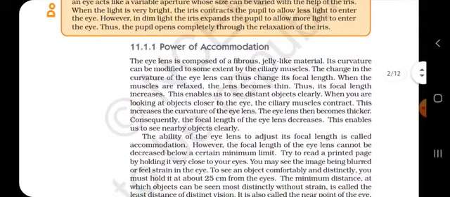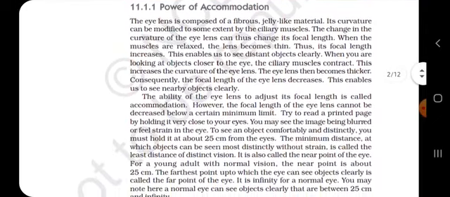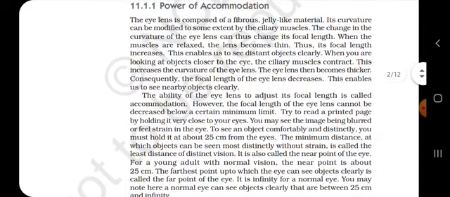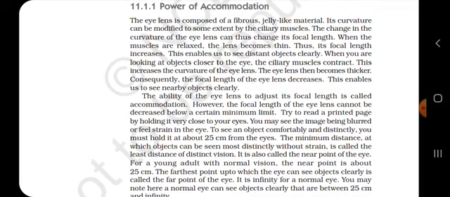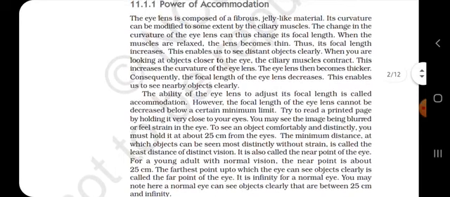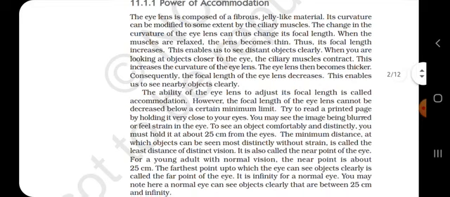The next thing we saw was the power of accommodation. What is accommodation, which we saw yesterday? The ability of the eye lens to adjust its focal length is known as accommodation. That means how clearly we see the nearest object as well as the farthest object depends on the individual human being, and that is known as accommodation.